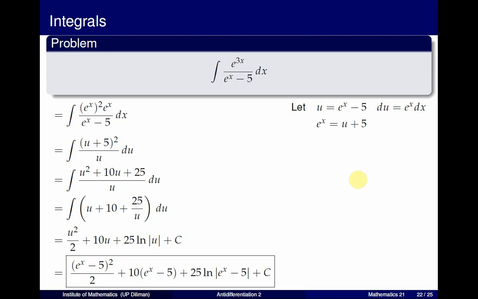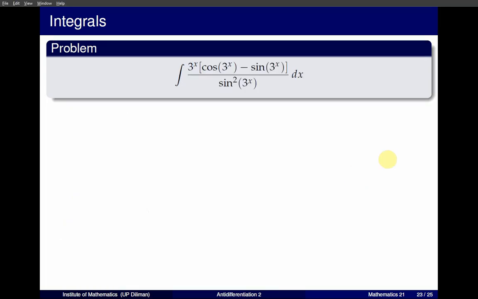Ready? Let's move on to the next problem. Integral of the quantity 3 to the x times the quantity cosine of 3 to the x minus sine of 3 to the x all over sine squared of 3 to the x dx. If you want to solve the problem first without looking at the solution, you may do so now. Pause the video. I'll give you 5 seconds.